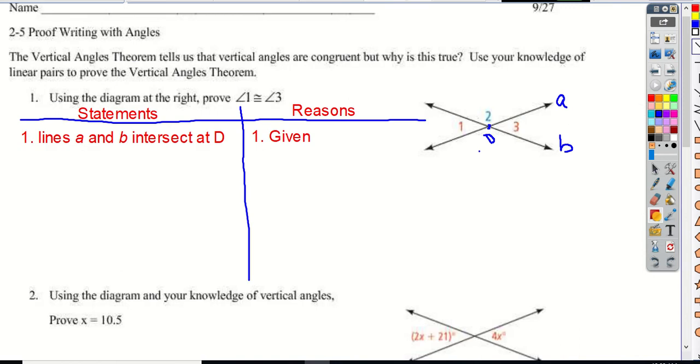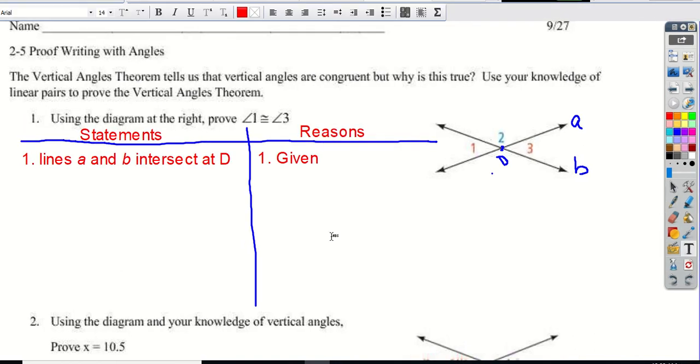So let's go back to this page right here. Based off of what we know about our diagram, what other thing can you tell me, besides vertical angles, besides 1 equal to 3, what other thing can you see based on the picture? Okay. Good. 1 and 2 equal 180. So angle 1 plus angle 2 has to equal 180 degrees. Why do you know that that has to be true? What have we learned so far this year that tells us this has to be true?